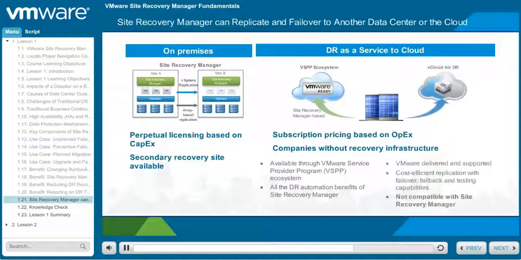The other option is to use vCloud AirDR, which is a VMware-delivered and supported DR option, but which is not compatible with Site Recovery Manager. It does offer many of the same advantages of Site Recovery Manager, however, such as cost-efficient replication, automated failover and failback, and non-disruptive testing. As this course is about Site Recovery Manager, this option will not be described further.